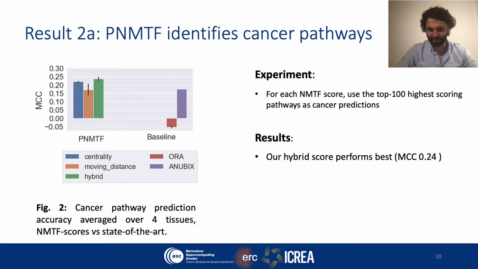So having shown that PNMTF captures the organization of the cell, we move on to use our NMTF scores to predict cancer pathways. So in this case, we take the top 100 highest scoring pathways for our centrality heuristic, our moving distance heuristic, and our hybrid heuristic, which is the average of the former two, to predict cancer pathways. We find that we outperform two methods that are part of the state-of-the-art, which is classic gene enrichment analysis and Anubix, which is a crosstalk enrichment analysis method.